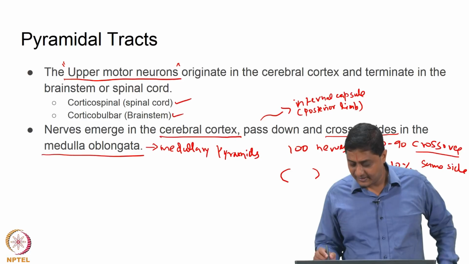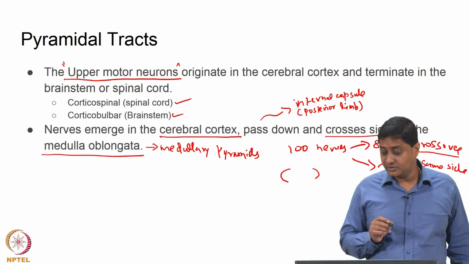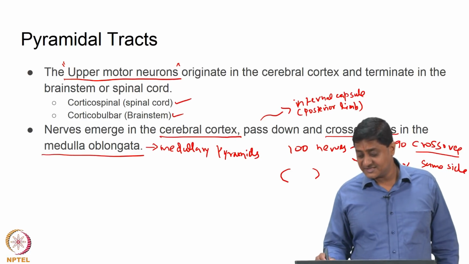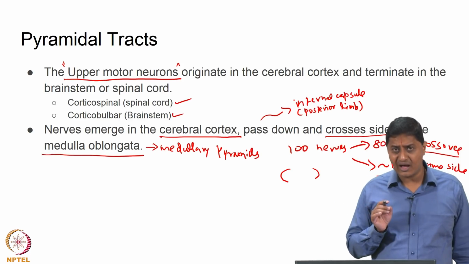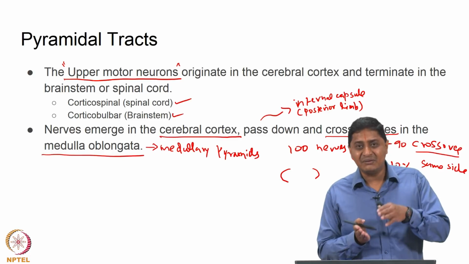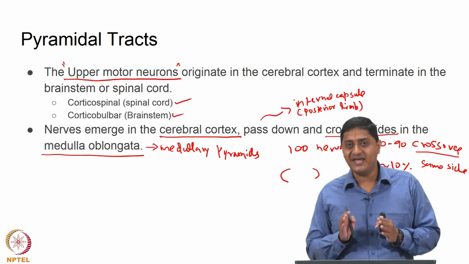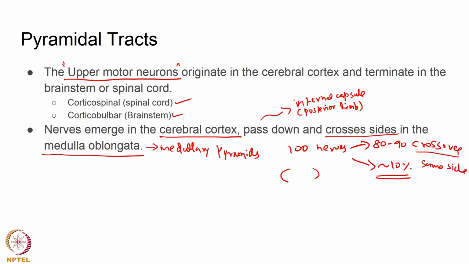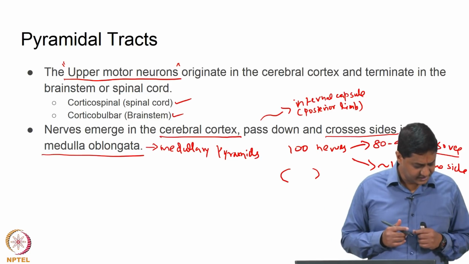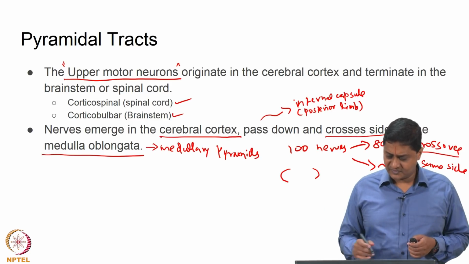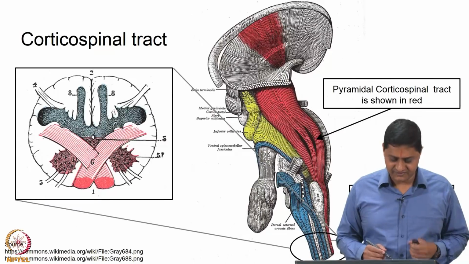We will discuss that in a bit. Important to note is that there is a small proportion, agreed that this proportion is small, but there are some projections that go on the same side. These are called ipsilateral projections, right. This number is small, but it is present, right. Now, this crossing over is called decussation, we say.